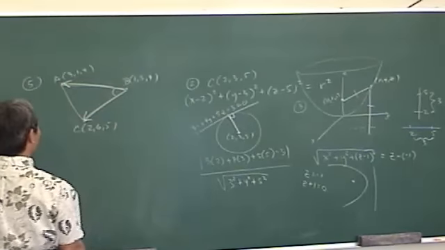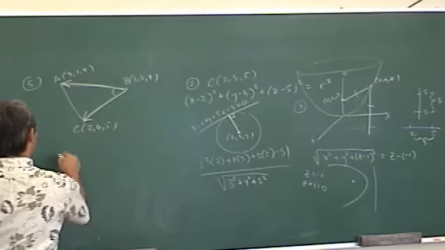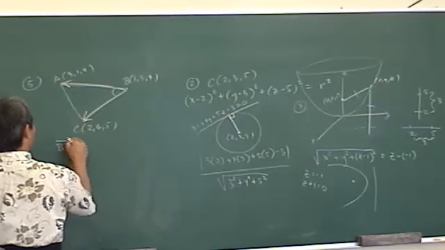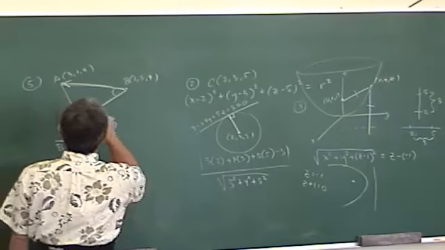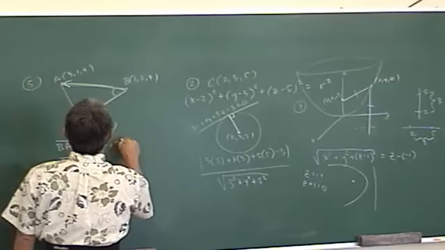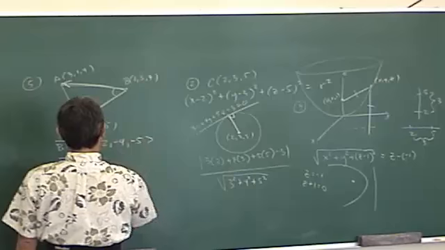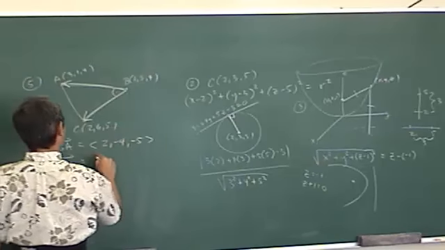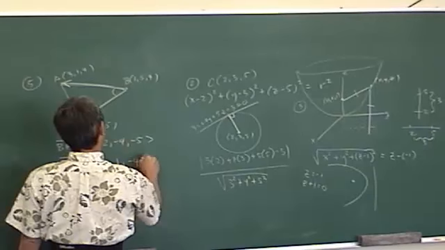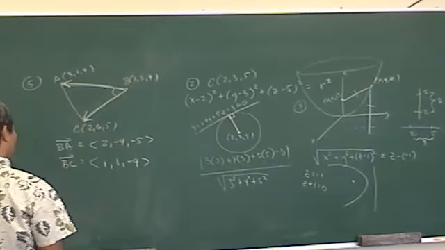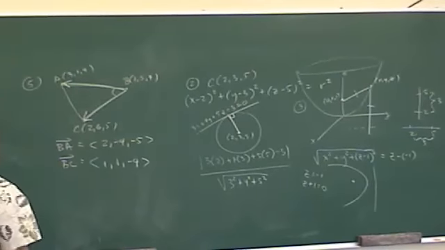Okay, so those two vectors form angle B. So we need to componentize vector BA and BC. So head minus tail: 2, -4, -5. And then again, head minus tail, so you go 1, 1, -4. Did I do that correctly? See, once the vectors are componentized already, come on.